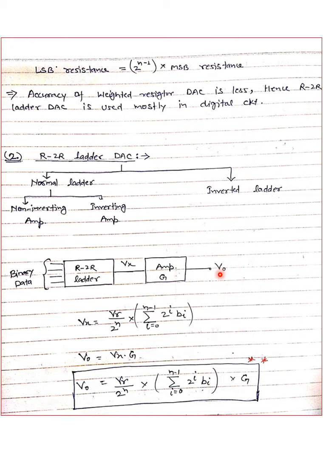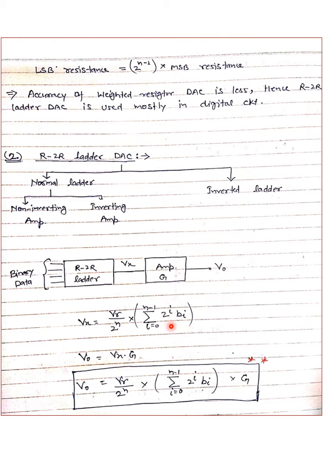So the output is a combination of these two terms. One is gain and the second is the analog voltage. So our Vx is given by resolution, as we have discussed previously. Analog voltage is given by the resolution into the decimal equivalent value of the binary number. So any binary number whose decimal equivalent can be calculated by using this formula.